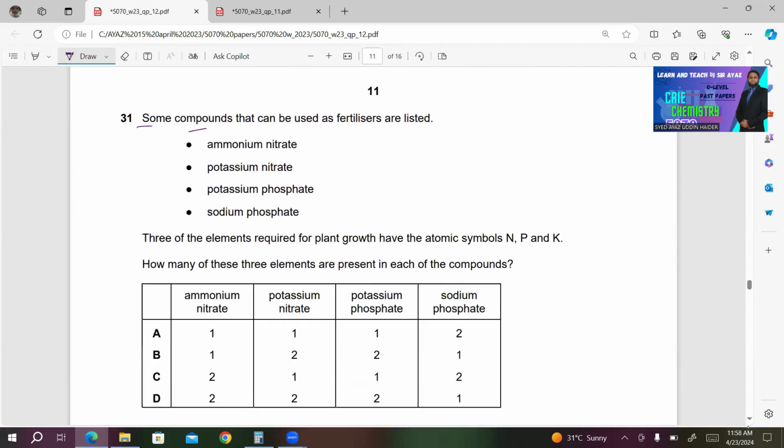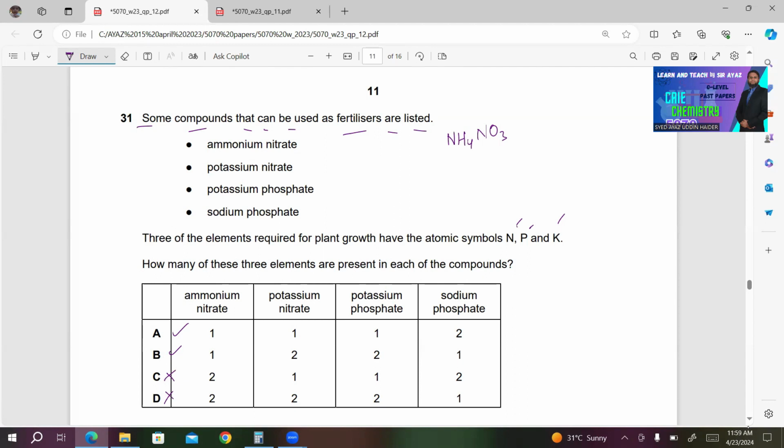31. Some compounds that can be used as fertilizers are listed. We have ammonium nitrate, potassium nitrate, potassium phosphate, sodium phosphate. 3 of the elements required for plant growth have the symbols N, P, and K. How many of these 3 elements are present in each of the compounds? So in ammonium nitrate, what do we have? The formula of ammonium nitrate is NH4NO3. So we have only N here. So either A is correct or B is correct. Both C and D are incorrect. Now I've narrowed down the choices. It becomes easier for us to choose the best answer.